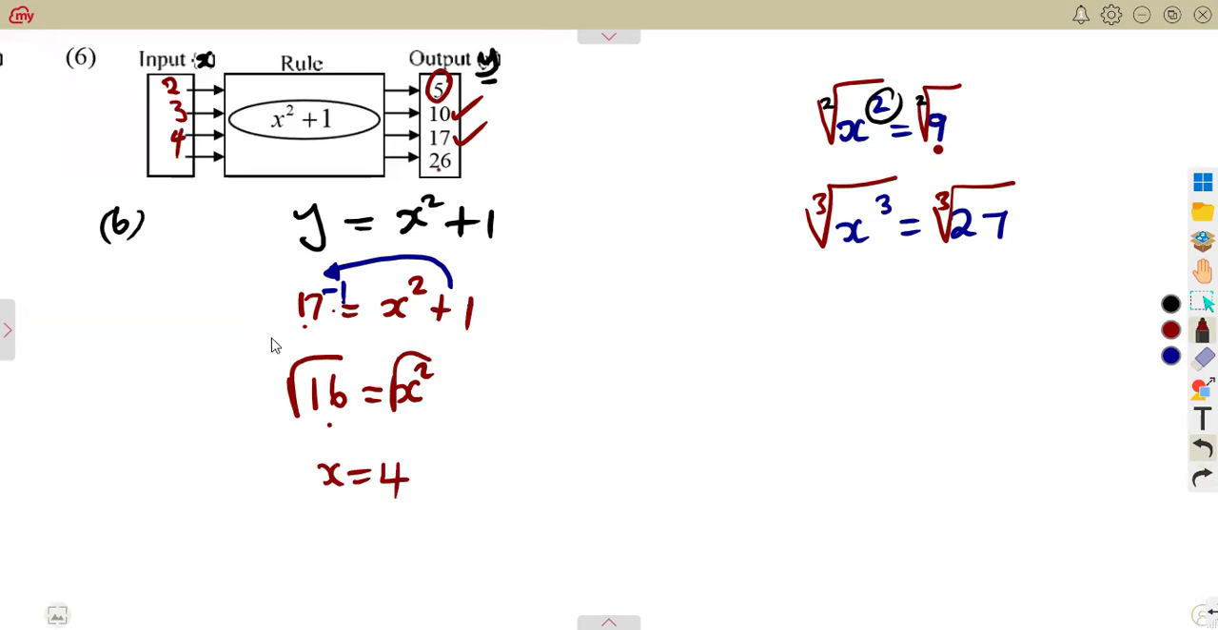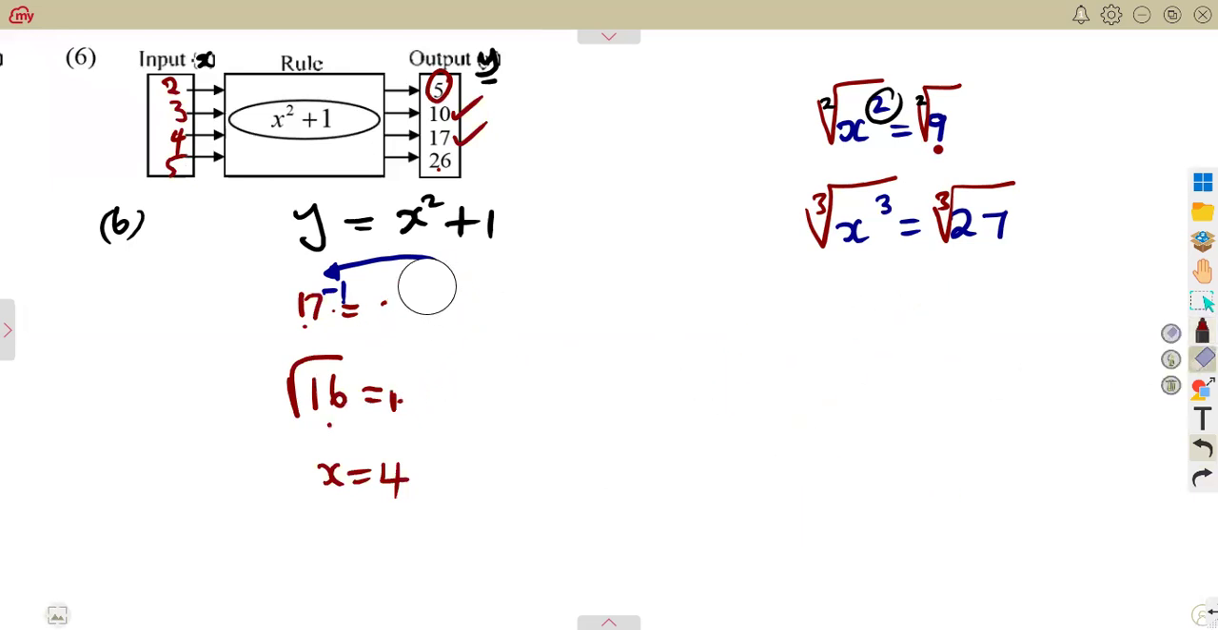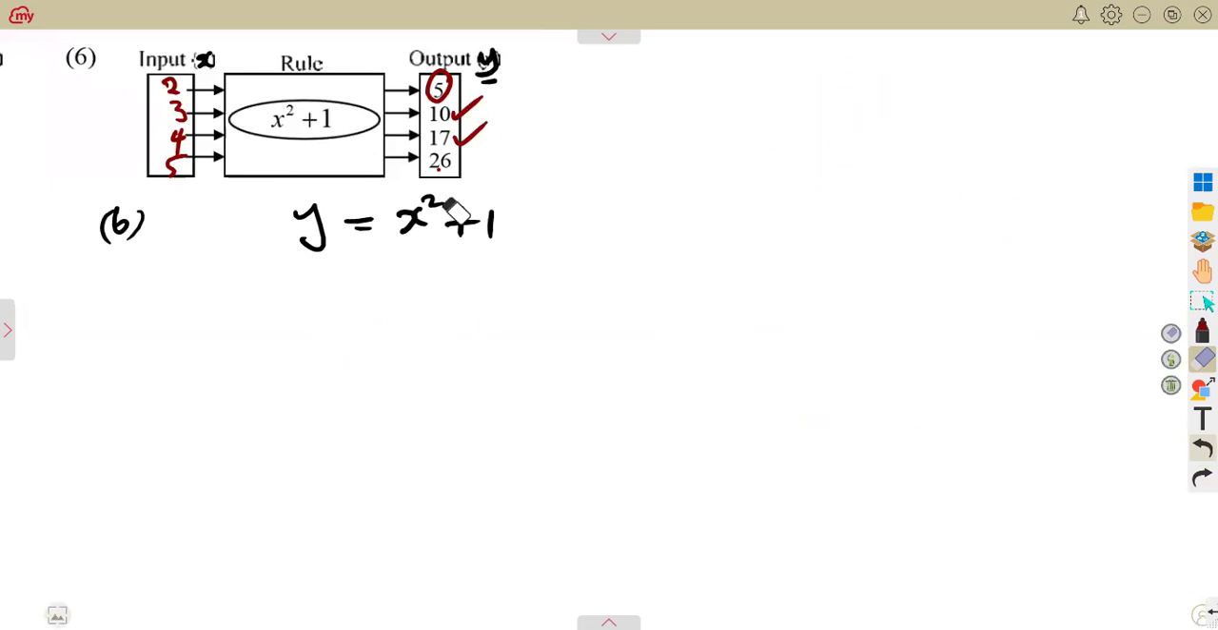You do the same thing when this is 26. You substitute. It was going to be 26 minus 1 is equal to x squared. You have taken this to the other side. So 25 is equal to x squared, the square root. So x is 5, just like that. So this was going to be a continuous pattern up to the end where we are to have 5.